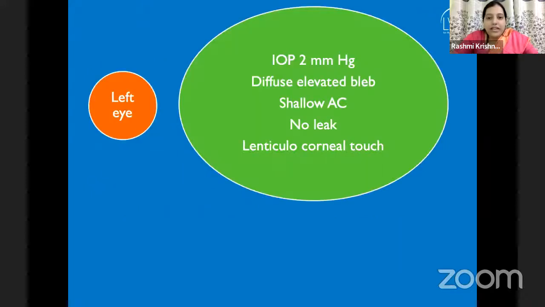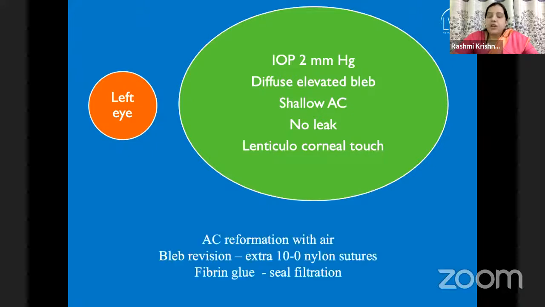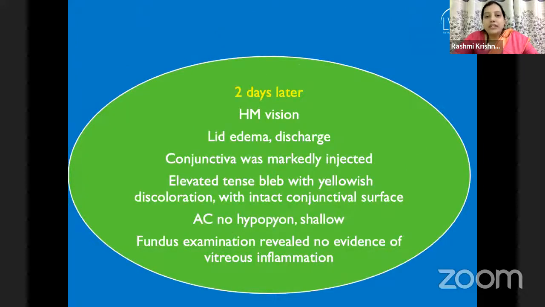When we come to the left eye surgery, on day 1 the pressures were very low with a diffuse overfiltering bleb, very shallow AC with a lenticulocorneal touch. It did not improve the next day also. So we went ahead and did an AC reformation, but because the AC was not forming even with air, we opened the bleb area and put extra sutures to decrease the filtration, and we additionally put some glue. But 2 days later, the patient presented with severe pain in the eye, hand movement vision, lid edema, discharge, and the conjunctiva was markedly injected.